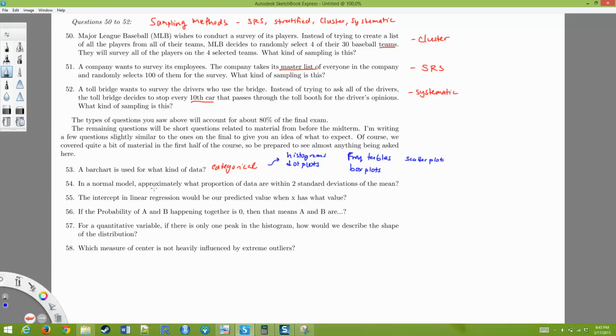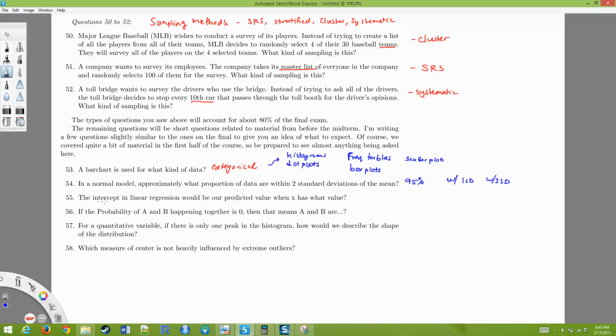54. In a normal model, approximately what proportion of data is within 2 standard deviations of the mean? 68%. This one is 95%. Things you should check out, what about the other ones? Within 1 standard deviation? 68. Within 3 standard deviations? Those are fair questions, all right?